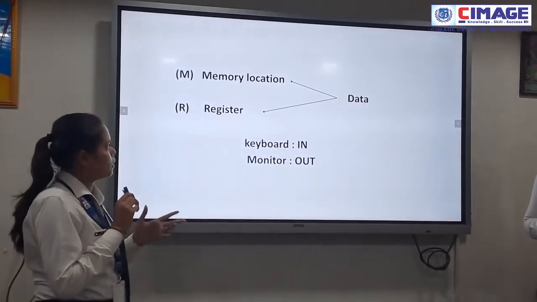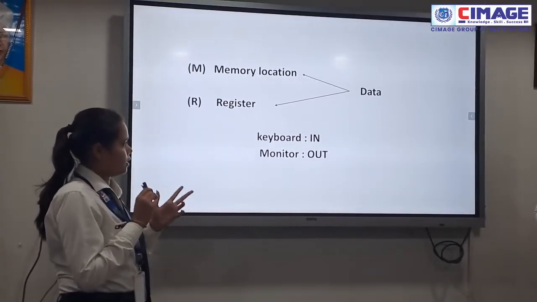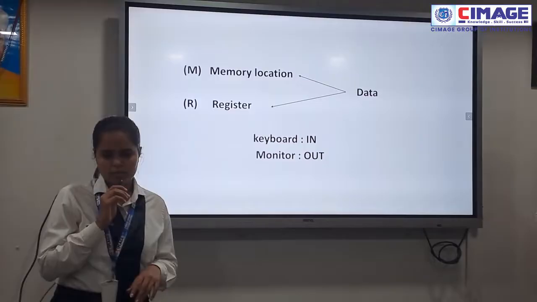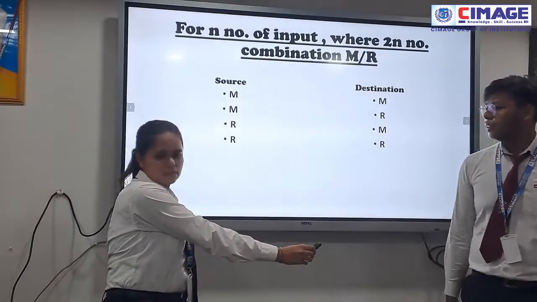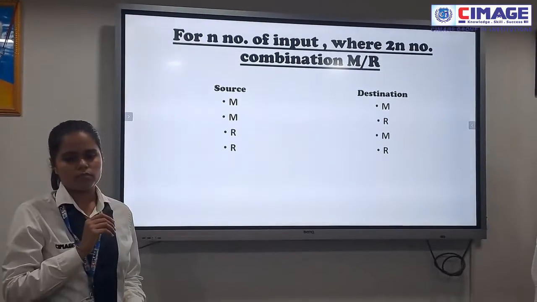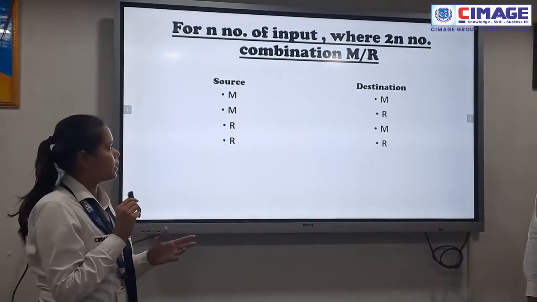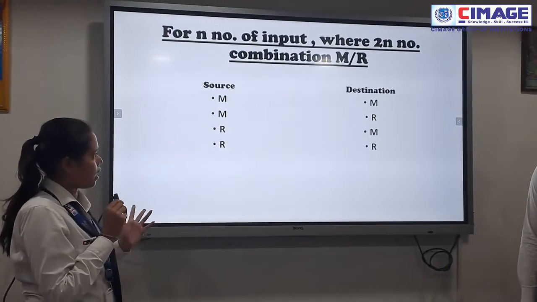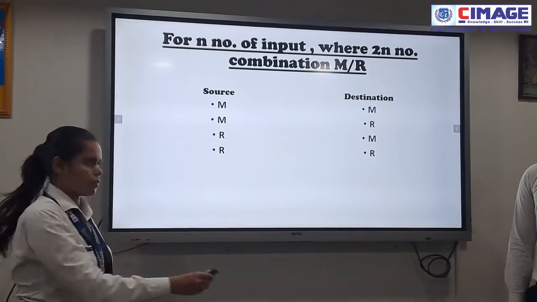M stands for memory location, R stands for register. Input through keyboard and output through monitor. The next slide continues. The possible combinations are source M, destination M; source M, destination R; source R, destination M; and source R, destination R.